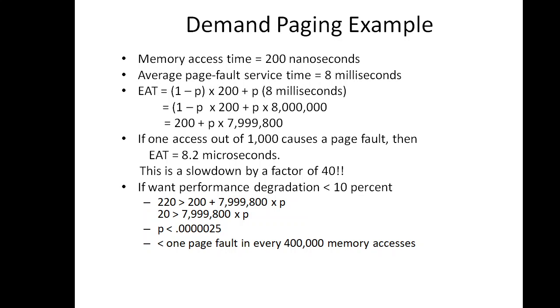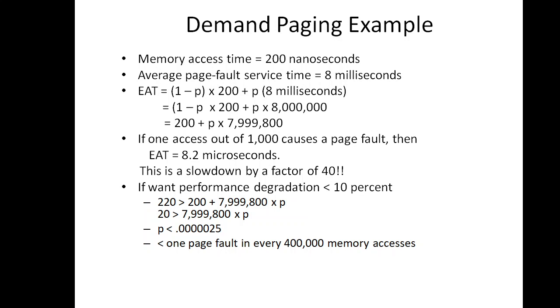Let us consider an example of demand paging wherein the memory access time is 200 nanoseconds, and it is also given that the average page fault service time is equal to 8 milliseconds. Now we will substitute these values in order to find the effective access time. The formula is given as (1 - p) x ma + p x page fault time.